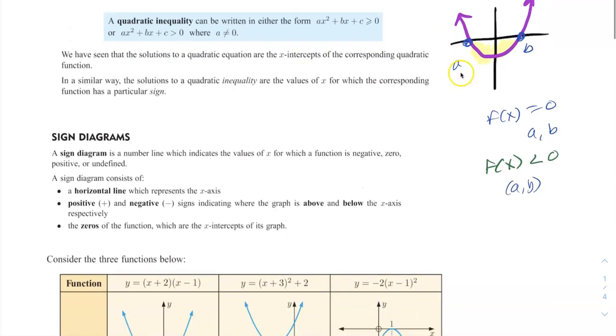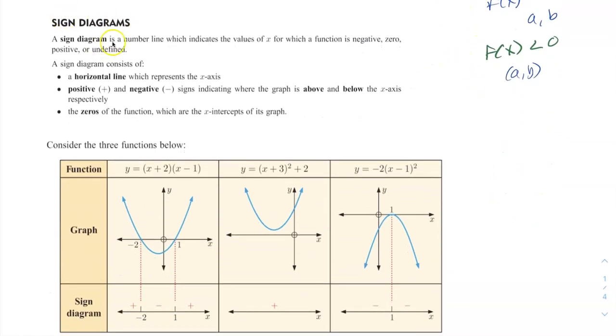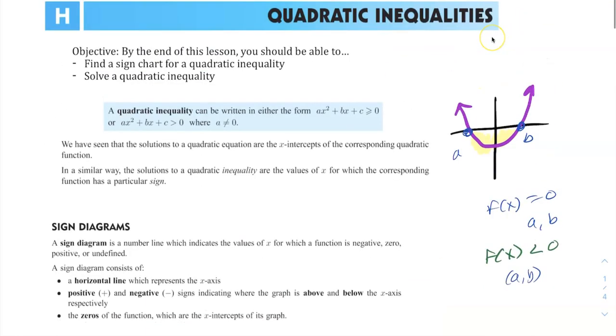So to do that, we use a sign diagram to help us most of the time. A sign diagram is just a number line that shows you for what values of x your function is positive or negative. Like for this example I drew here, first your horizontal line is just the x-axis. And then you can generally just show the x-intercepts. Based on this graph, before A, that'd be a positive sign, because my graph's above the x-axis. Between A and B, that's a negative sign, because your graph's below the x-axis. And after B, positive sign.